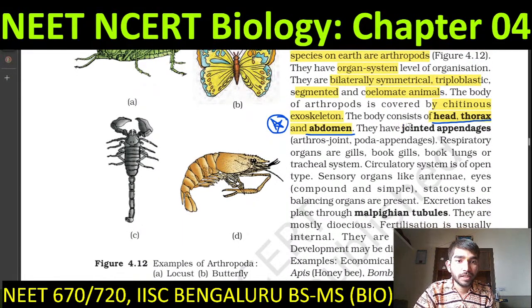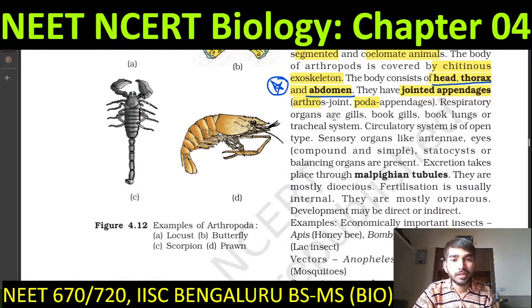They have jointed appendages, arthro meaning joint and poda meaning appendages, similar to what I told you just a few minutes ago, parapodia. Respiratory organs are like gills, book lungs, tracheal system. So more diversity. That is why they are one of the largest phylum currently on Earth of the animal kingdom.